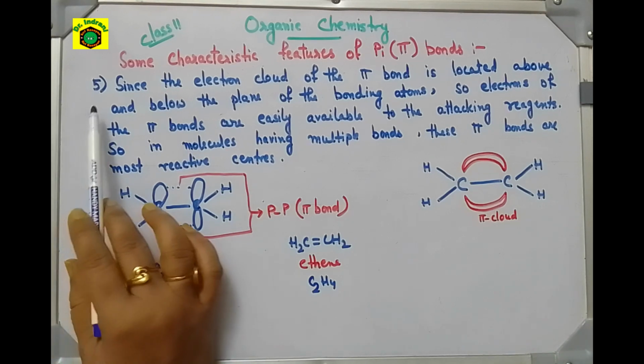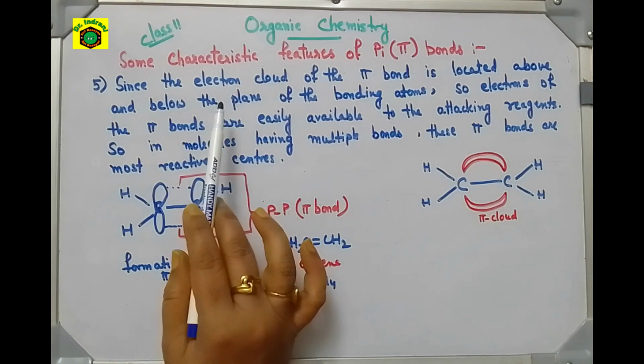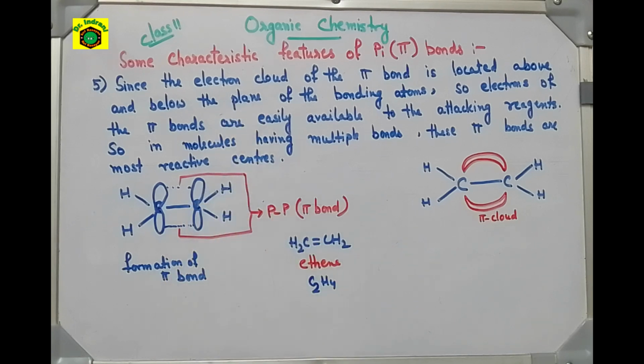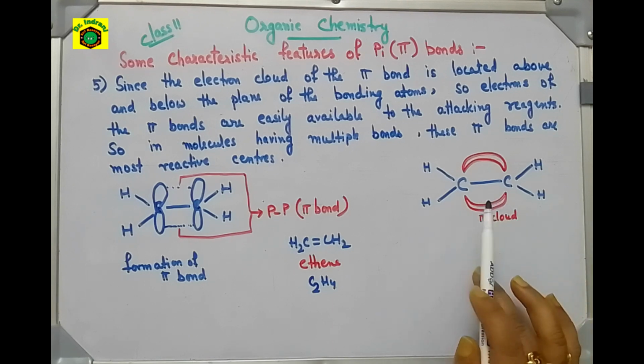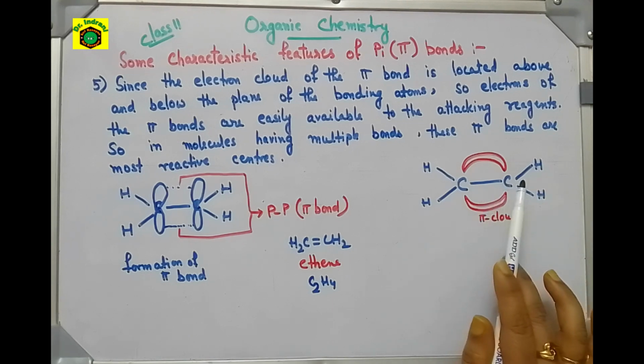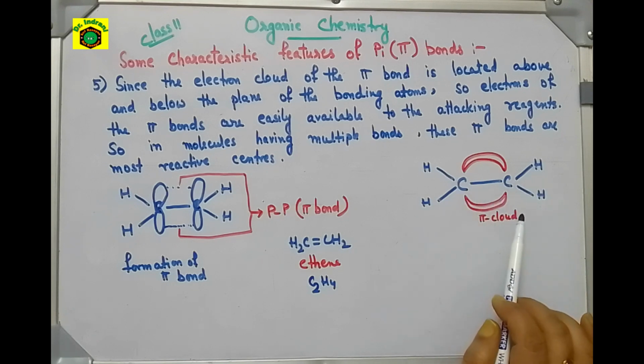Now see, since the electron cloud of the pi bond is located above and below the plane of the bonding atom, electrons of the pi bonds are easily available to the attacking reagent. They are loosely bound, okay. So in molecules having multiple bonds, these pi bonds are most reactive centers.